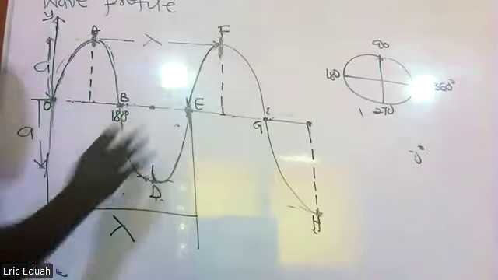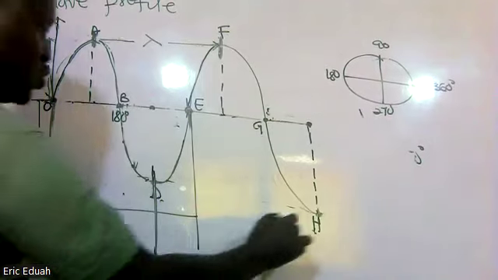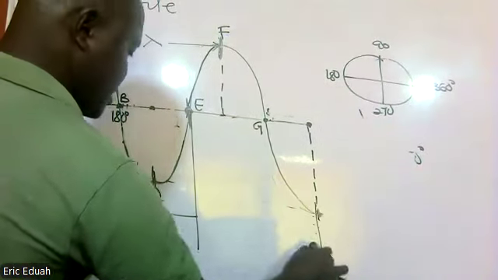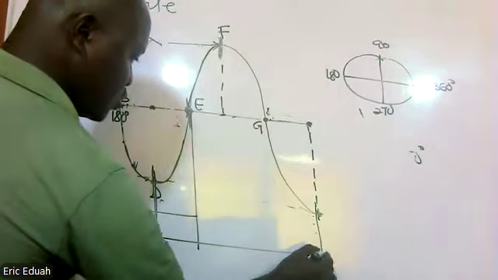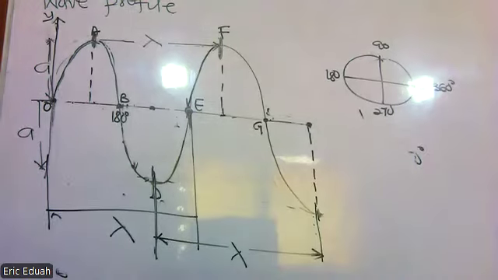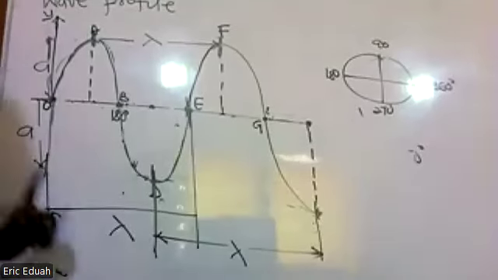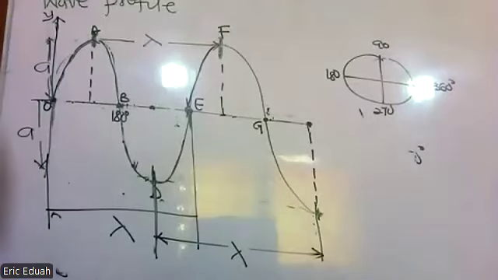Because A and F are in phase. Wavelength can also be the distance between two successive troughs, from D to H. This distance is also a wavelength. The reason for the definition that a wavelength is the distance between two successive crests or troughs is that two successive crests or troughs are in phase. Or simply, a wavelength is the distance between two points that are in phase.